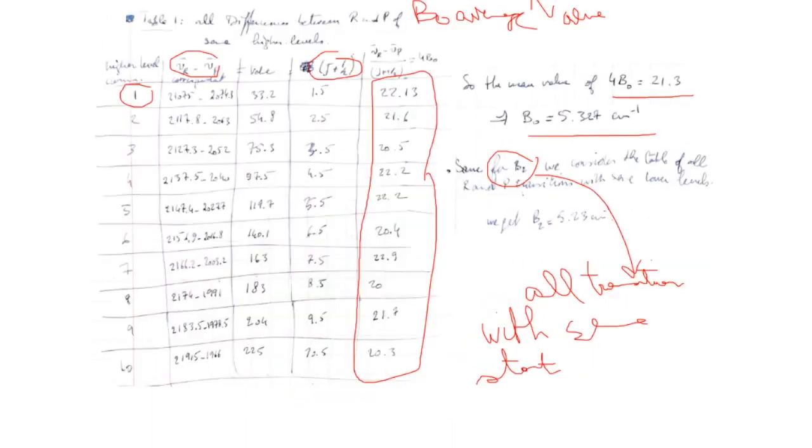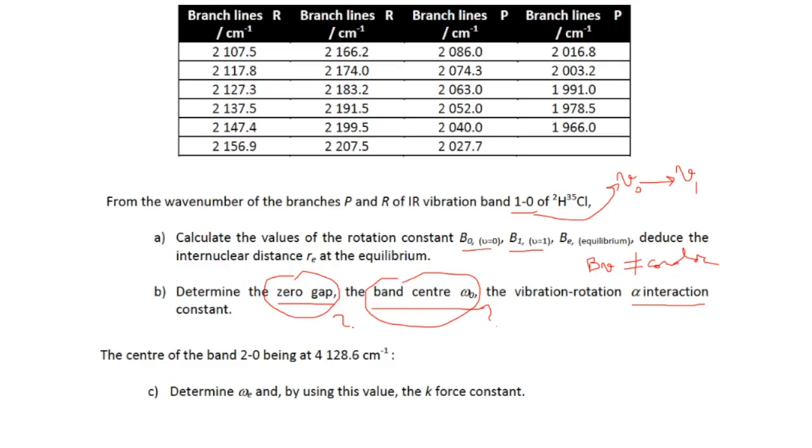Now, another important question. It says the center of the band 2 0 now. Notice, when I said 1 0, it means from v equals 0 to v equals 1. Now, band 2 0 means that we are going from v equals 0 to v equals 2 in the vibrational state. This is not a fundamental transition. So it happens, it's allowed, but not with the highest probability. But the question is saying that it happens, and it happens at the center at this value of the wave number.